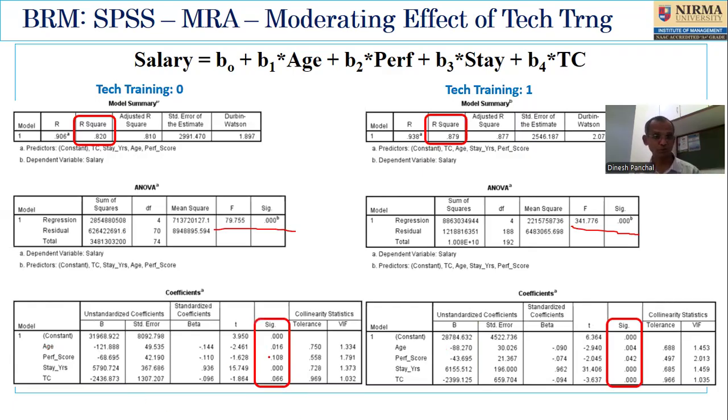Performance score in case of employees who have not been given technical training is not significant. In case of employees who have been given training, it is significant. That means wherever the technical training is given, the performance score does influence the salary. So that's a moderating effect. In case of stay years, both are significant and the beta coefficients are 5,700 and 6155. So a low effect is there.